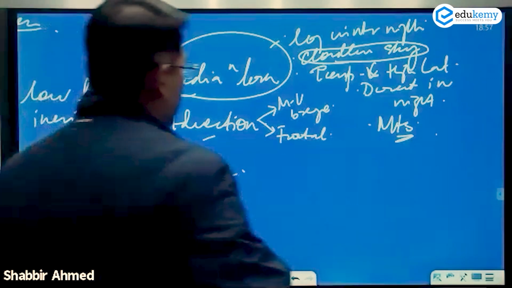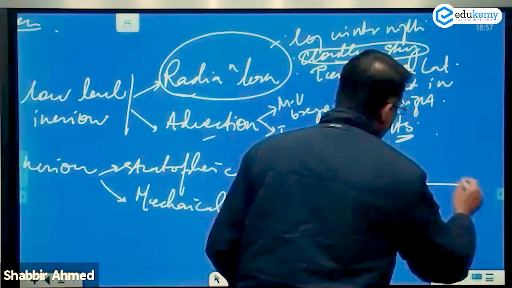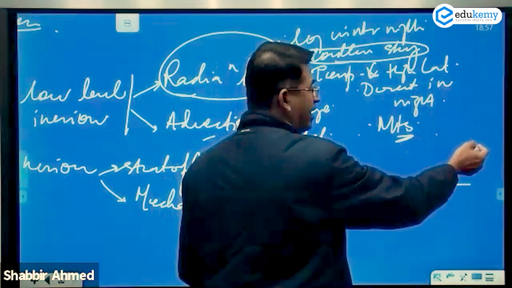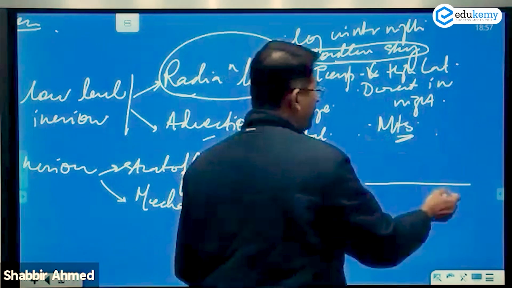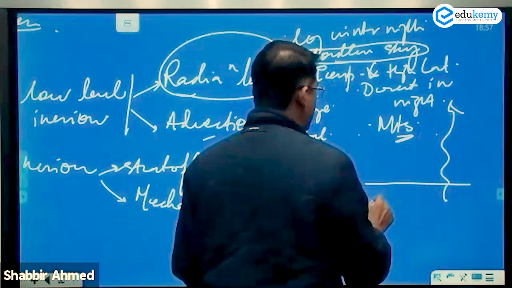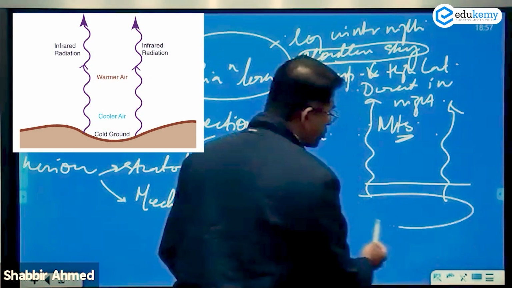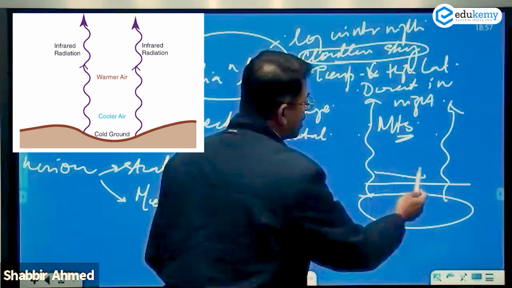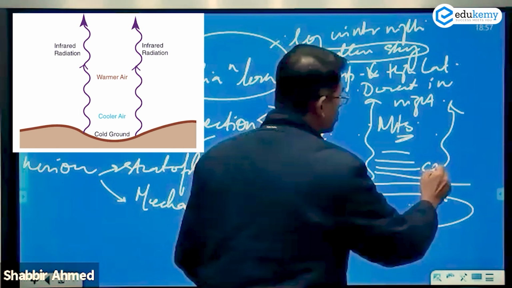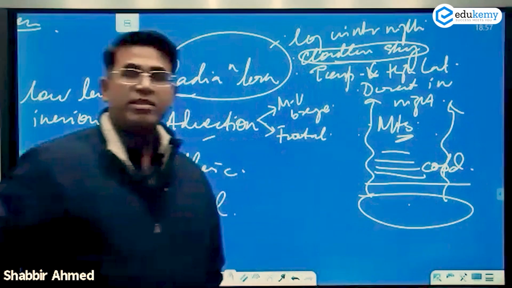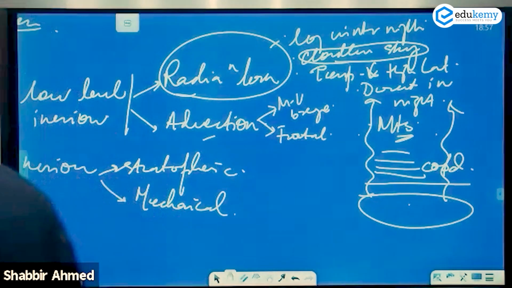Basically, the land is getting very cold, no clouds, no blanket, rarefied atmosphere. The heat can be lost rapidly. Heat is lost rapidly. Land becomes cold and the air in contact with the land also becomes very, very cold. This is the radiational inversion.